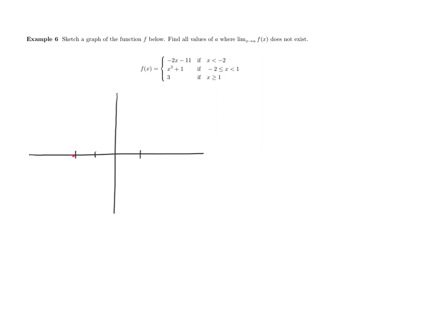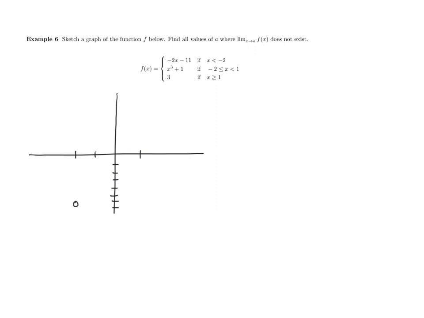When we are less than -2, the function is -2x minus 11. If you actually put -2 in place of this x, let's see, we get -2 times -2 is +4, minus 11 is -7. So let's see, we have -1, 2, 3, 4, 5, 6, 7. So at -2, that part of the function is approaching -7. I'll put an open circle because it doesn't equal it at that value, but that's where it is approaching.